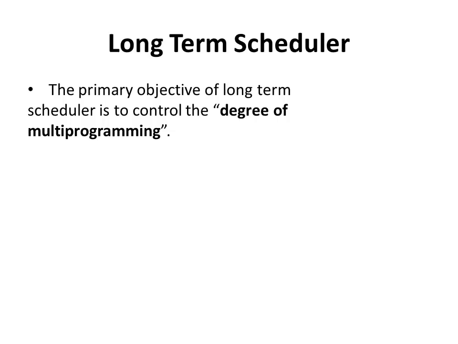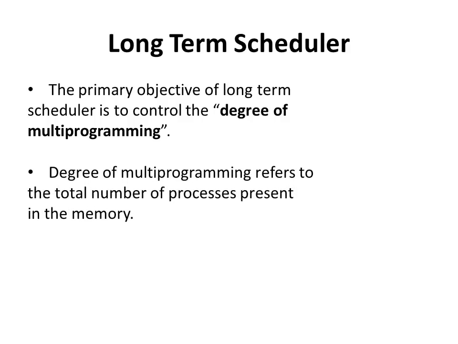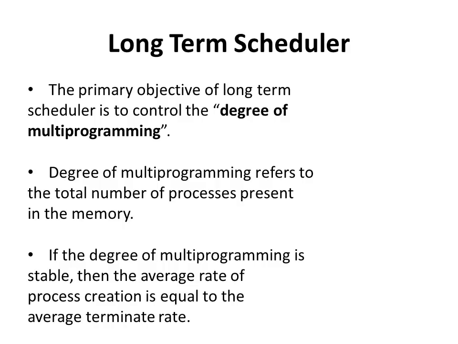The primary objective of long-term scheduler is to control the degree of multi-programming. Degree of multi-programming refers to the total number of processes present in the memory. If the degree of multi-programming is stable, then the average rate of process creation is equal to the average termination rate.